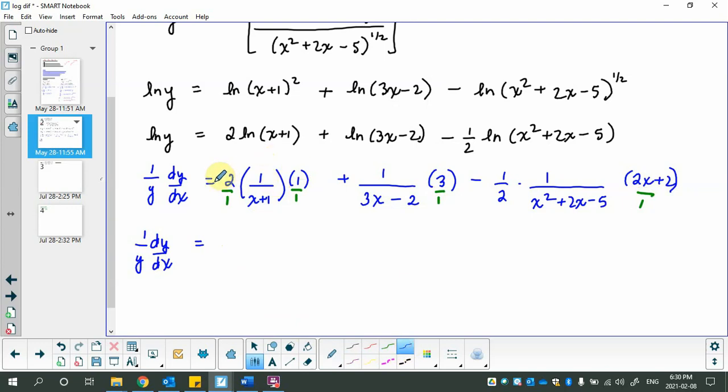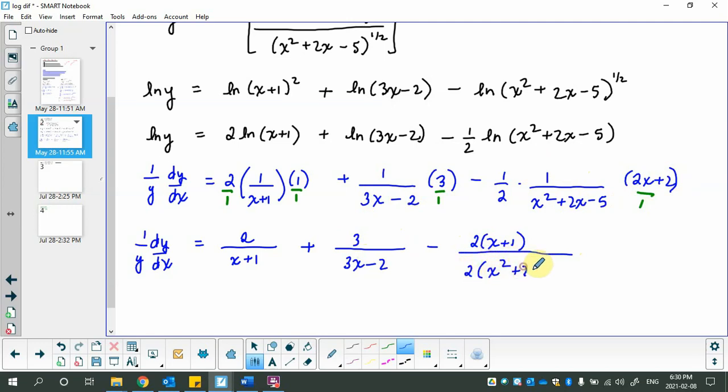So in this section between the equals and the plus sign, I've got 2 times 1 times 1 over 1 times x plus 1 times 1, plus 1 times 3 over 3x minus 2 times 1, minus sign 1 times 2x plus 2, which just for fun, because I can, I'm going to common factor out, over 2 times this times 1, which is this. Can you see why I common factored now?